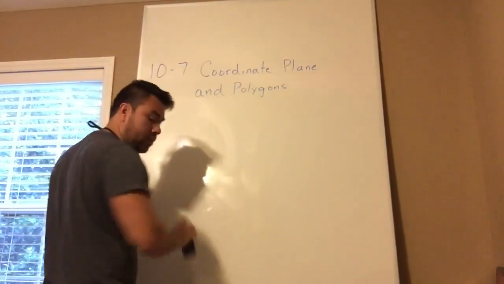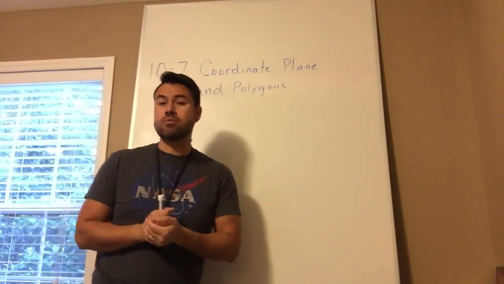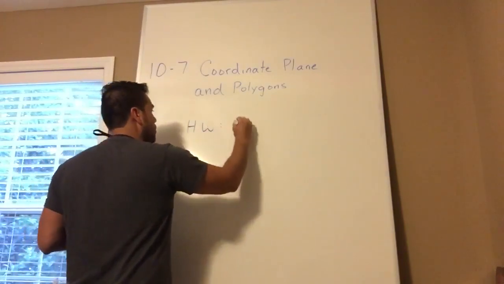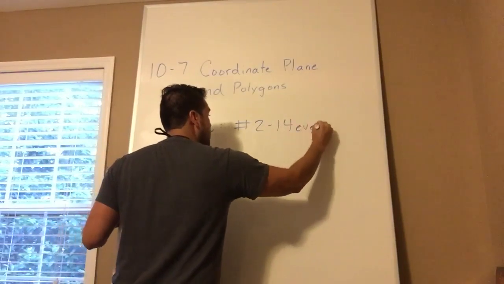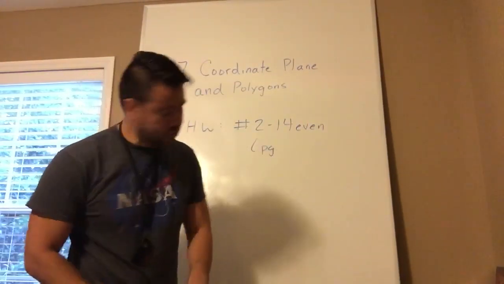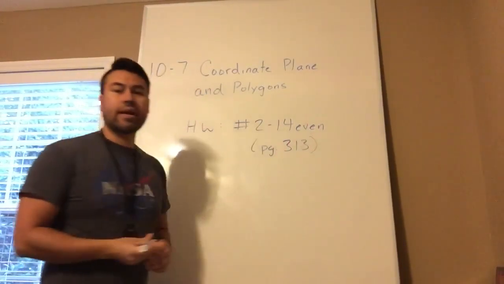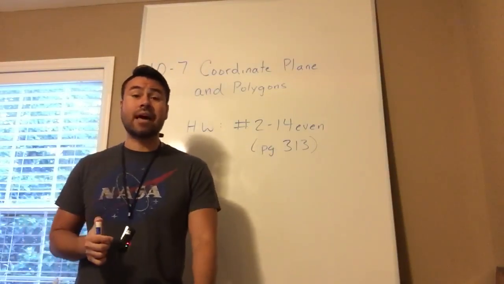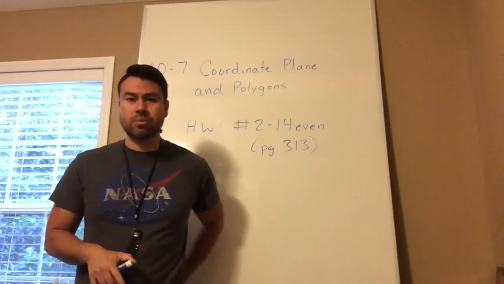And don't forget, if you can get graph paper tomorrow, we're going to need it because we're going to start doing some translations, reflections. So your homework for today is going to be 2 through 14, even. And that's going to start on page 313. 313. So go ahead and do those problems. If you have questions, we'll have a Zoom session. I believe it's at 1 o'clock today, but I'll write that in the description for the video.